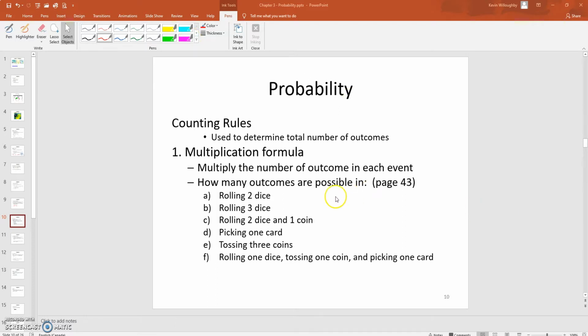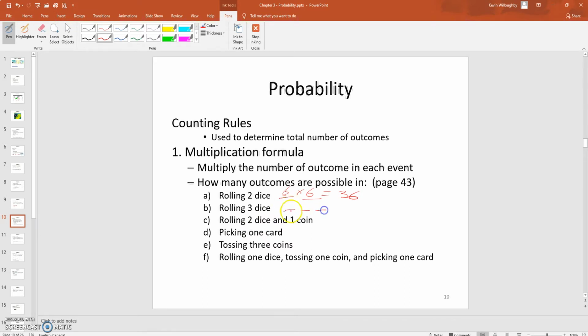So rolling 2 dice. How many outcomes are there? Let's get this pen. So here we have the 2 dice. We have 6 outcomes on 1 dice, and we have 6 outcomes on the second dice. So here 36.